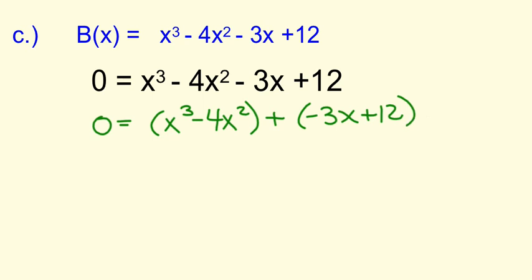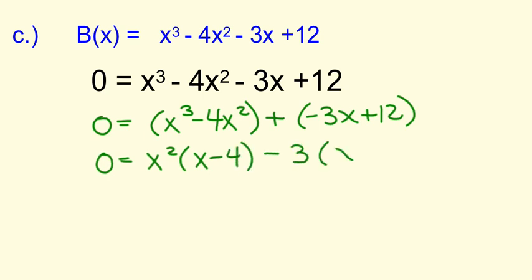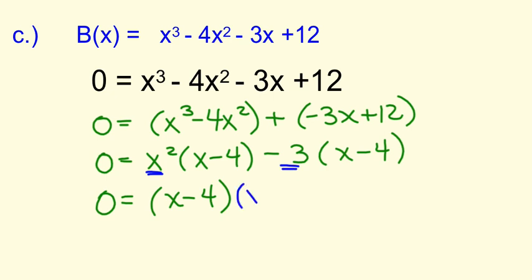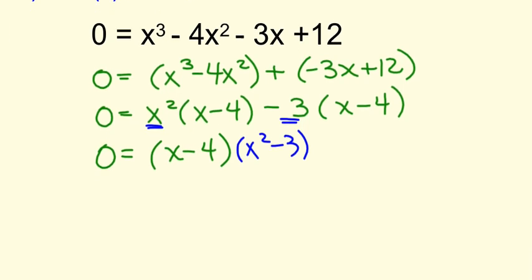Now we take out the GCF of x squared, and we're left with x minus 4. Take out the GCF again, negative 3, and we're left with x minus 4. Now, our new GCF is the parentheses, x minus 4, and our leftovers are with the stuff in front, x squared minus 3. Now we set those factors equal to 0 and we solve for x.